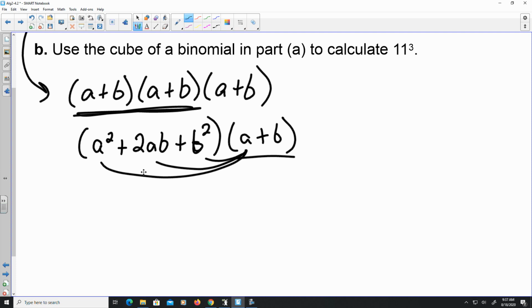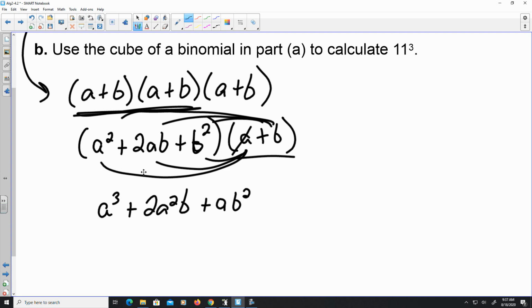When I do that, I get a cubed plus 2a squared b plus ab squared. Now that I've taken care of that, I'm going to take b and multiply it by these three terms to the left. So that turns into plus a squared b plus 2ab squared, and then finally plus b cubed.